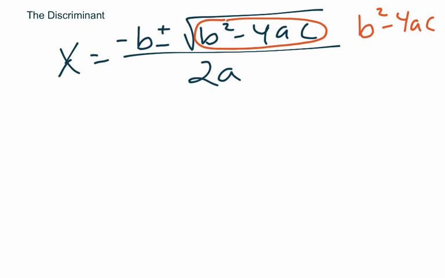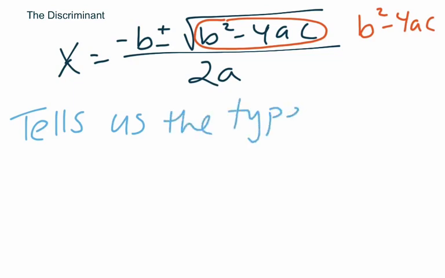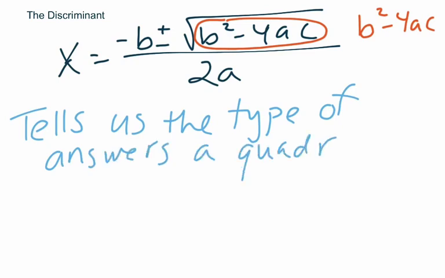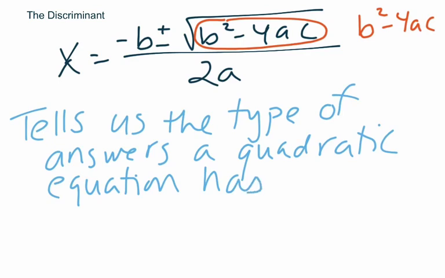The discriminant actually can tell us what types of answers a quadratic equation would have. So the discriminant tells us not what the answers are, because for the answers we have to do the whole formula. But the discriminant tells us the type of answers a quadratic equation has. And I'll explain what that is.